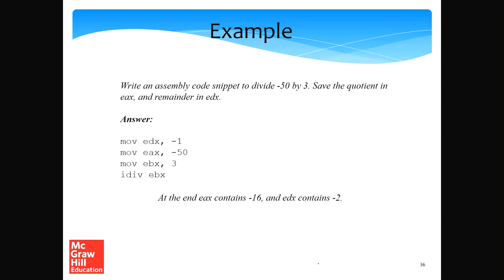Alright, so the learning is never complete without an example. So let's write an assembly code snippet to divide -50 by 3, and let us save the quotient in EAX and the remainder in EDX. So -50, what do we need to do? We move -50 into EAX, we extend its sign, we move -1 into EDX, we move 3 into EBX, and we call the IDIV instruction on EBX. Automatically, the EAX will contain the quotient, which in this case is -3, and EDX will contain the remainder, which in this case is -2.